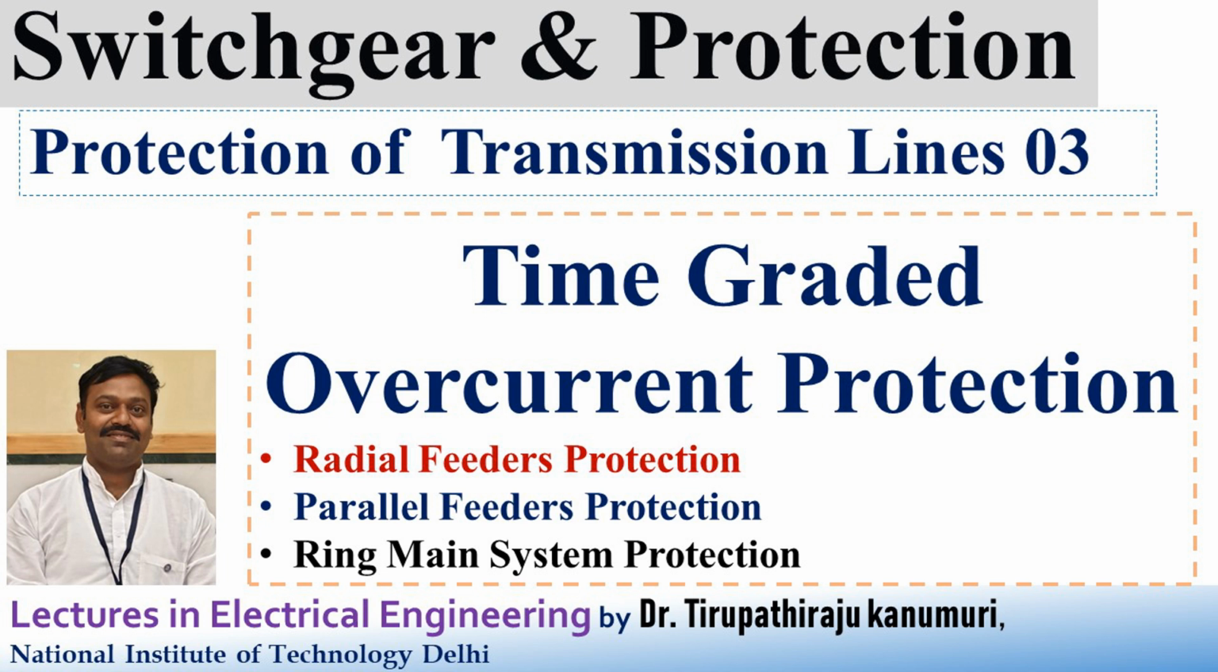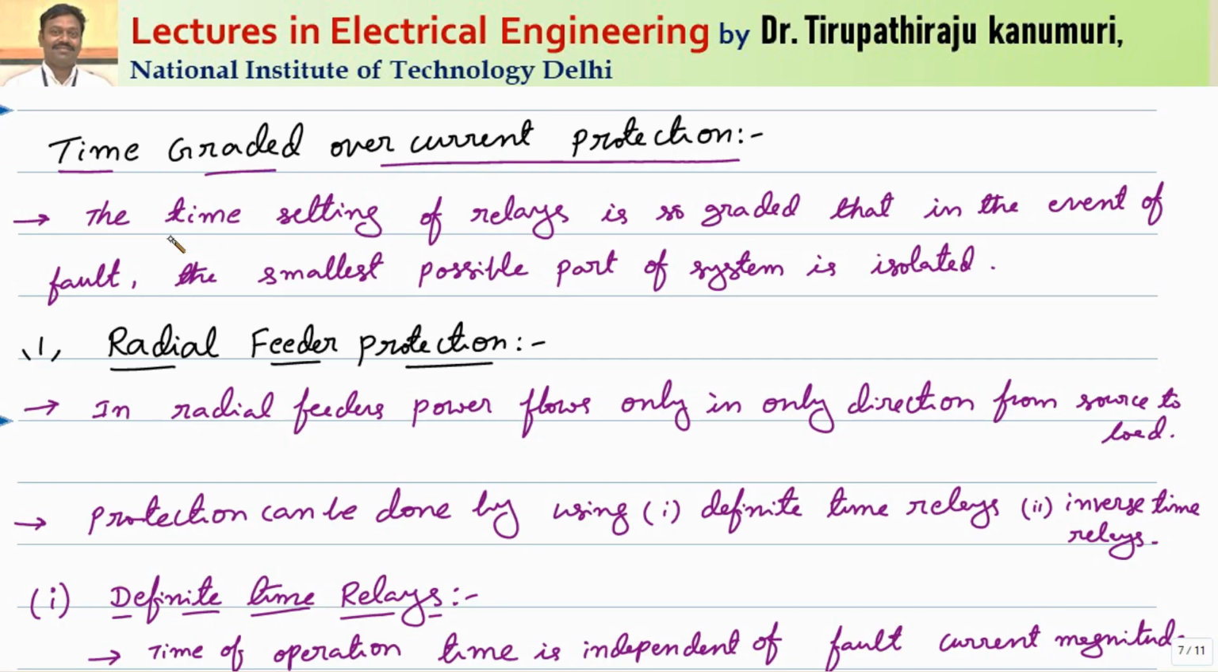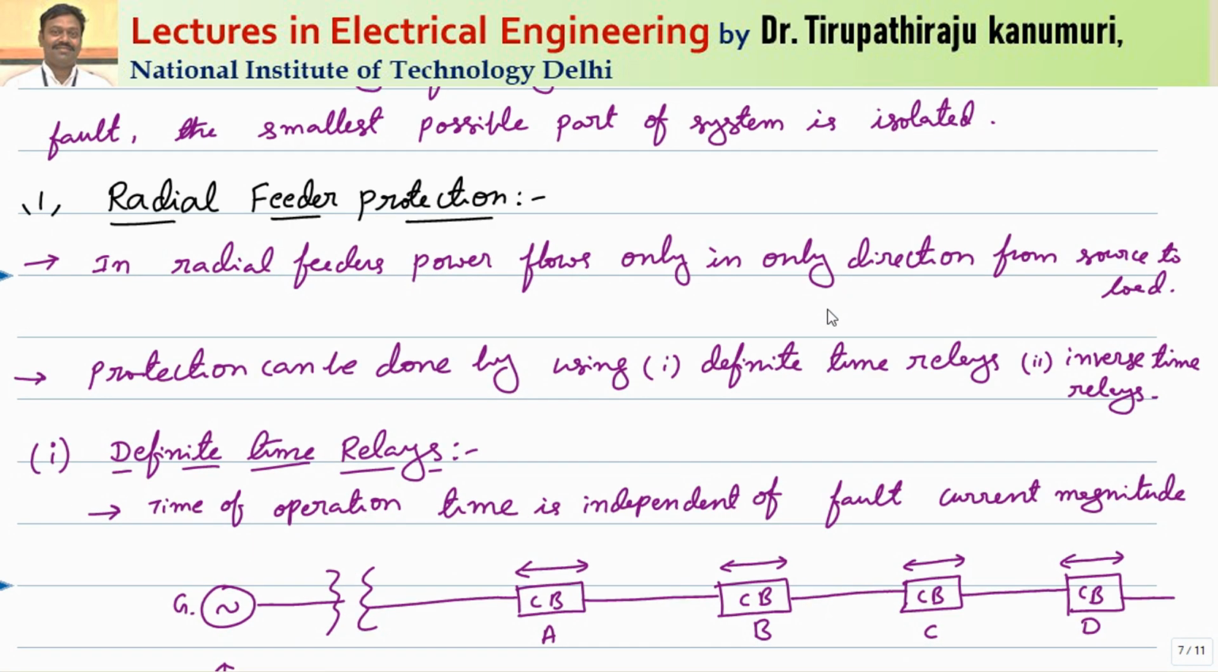Hi all, today we are going to discuss time graded overcurrent protection of transmission lines. In this case, the time setting of the relays is so graded that in the event of a fault, the smallest possible part of your system will be isolated. That is the major purpose of going for time graded overcurrent protection.